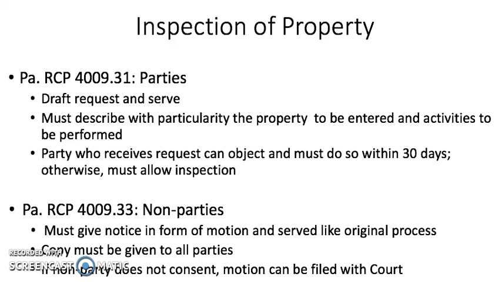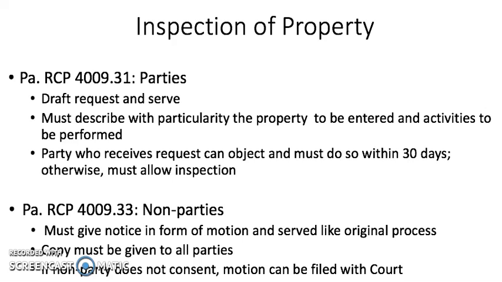Okay. And if you look at these rules that deal with it, you can see the language very specifically that we would include in the motion. It really is provided for us. And the non-party has the opportunity to consent. If they do not consent to us accessing their property, then we take that motion and we file it with the court and we set it for hearing. And then it is up to the court to decide whether our access to the property is appropriate.